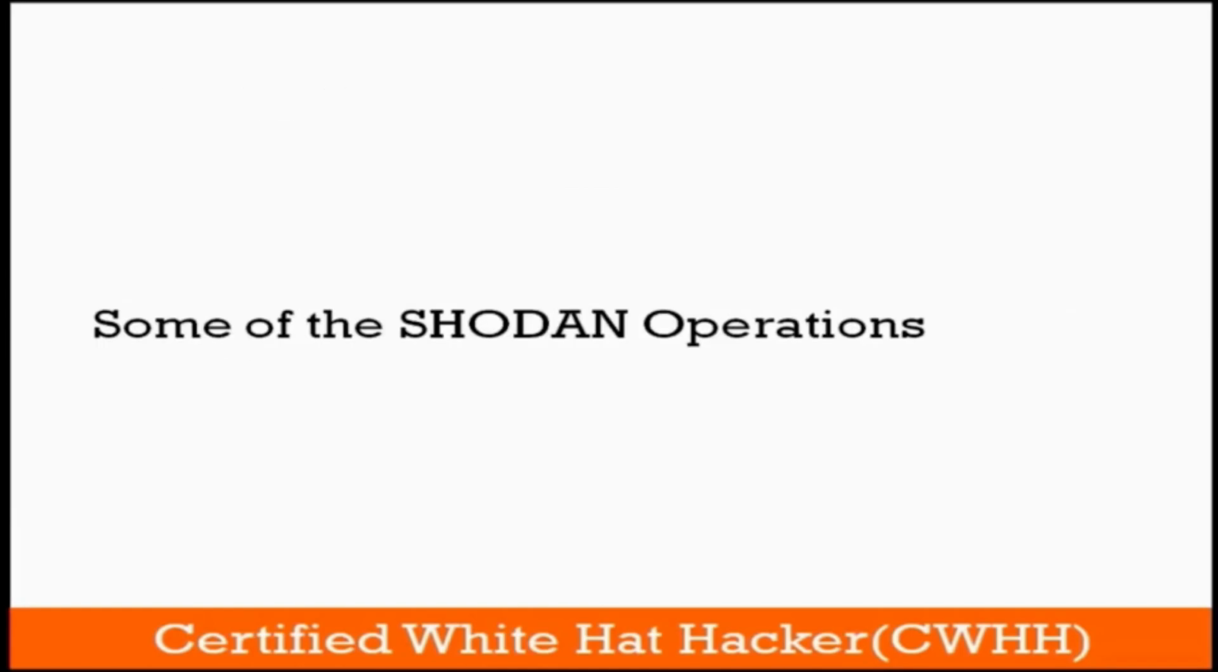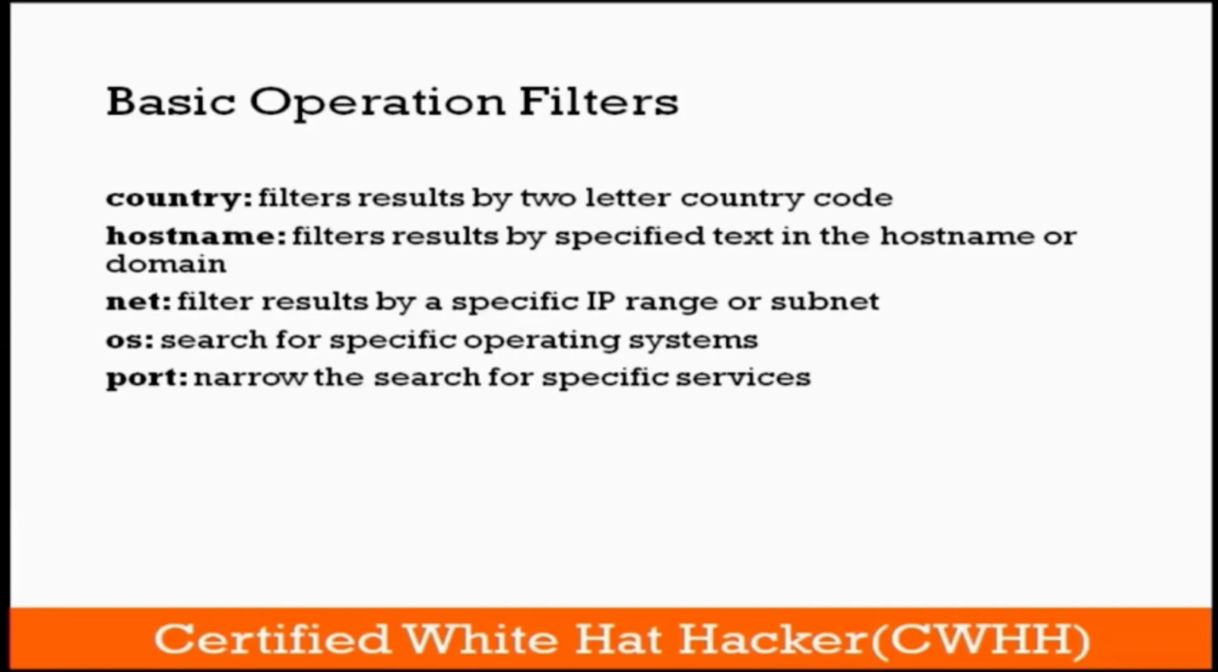So we'll see some of Shodan's basic operations. The first one is country, and this lets you filter results by country. The other one is hostname, and this helps you filter based on the hostname or the domain of what you want to search. And the other one is net, which helps you filter based on an IP range or a subnet range.